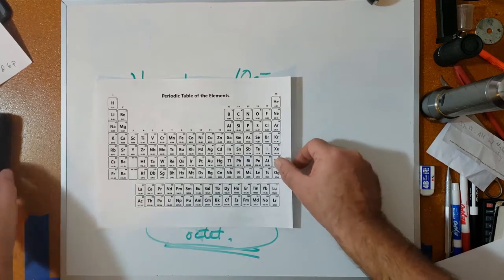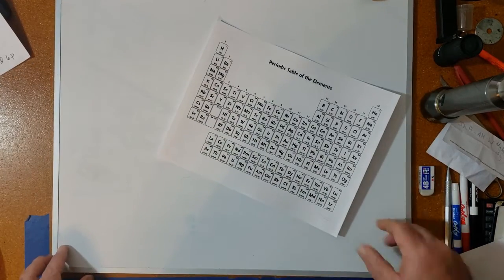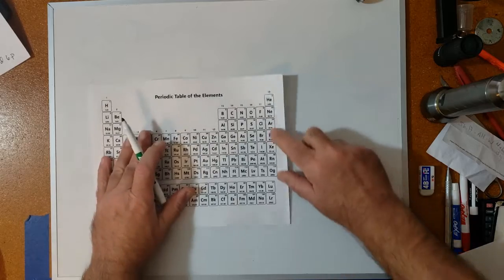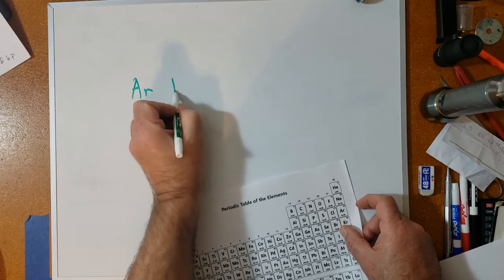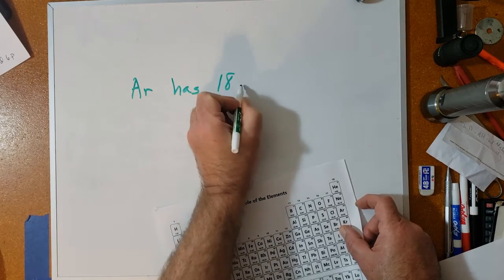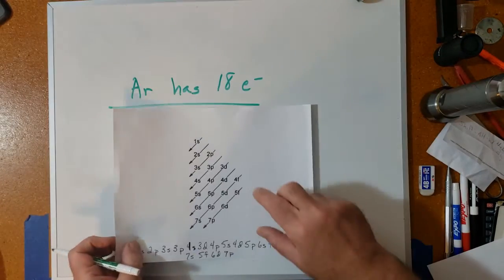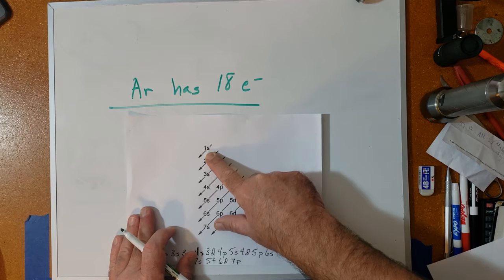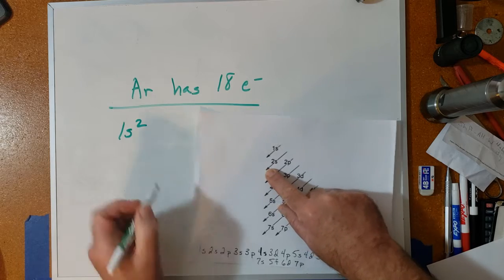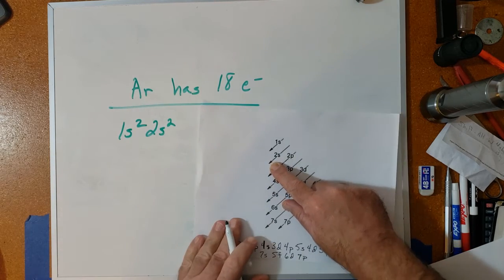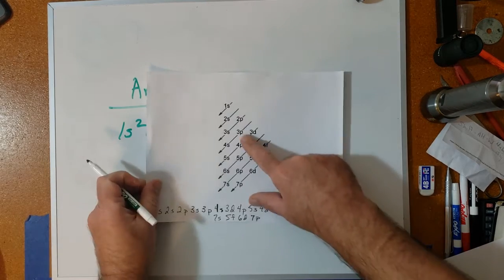Let's try argon. How can we show that argon already has an octet? If we look on the periodic table, you see that argon has 18 electrons. Where do the first 2 electrons go? Well, they go in the 1s orbital, so 1s with 2 electrons. And then after that, we go to 2s. S orbitals also hold 2 electrons. And then 2p. P orbitals hold 6 electrons. And then we go to 3s.